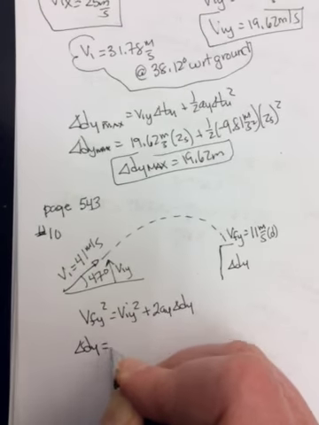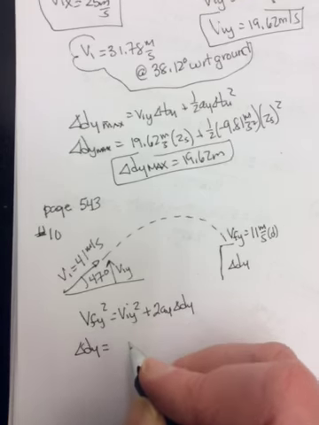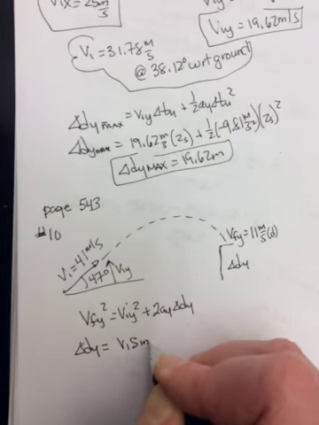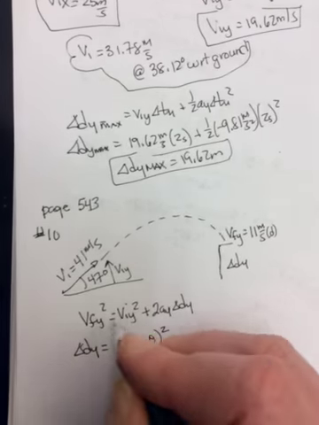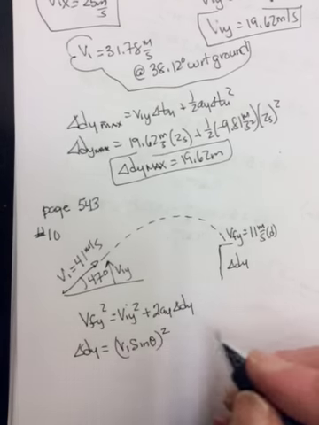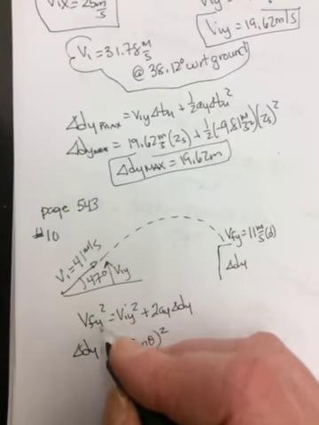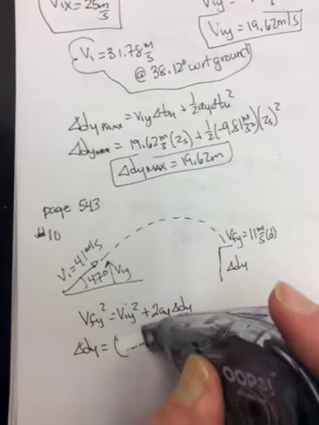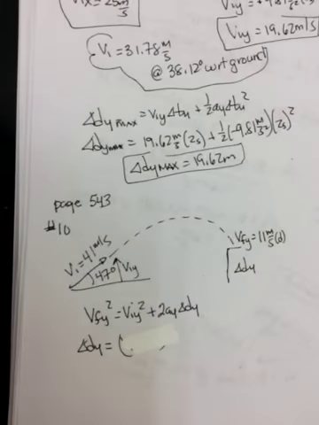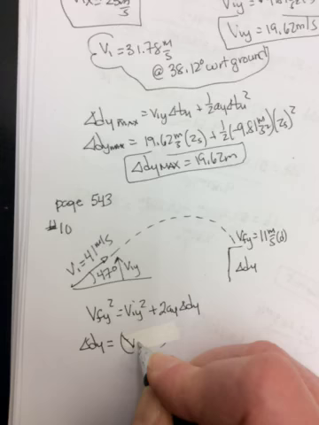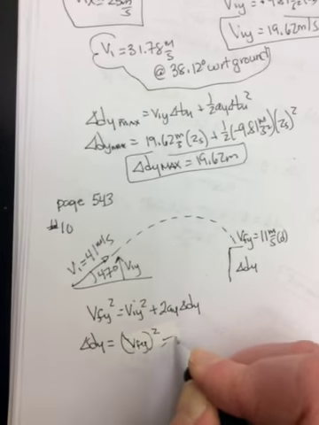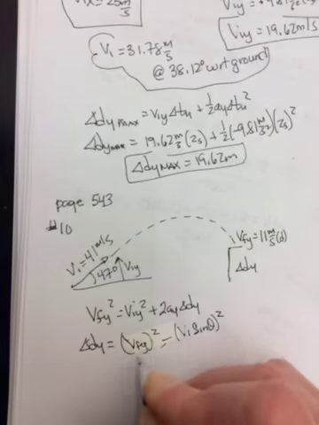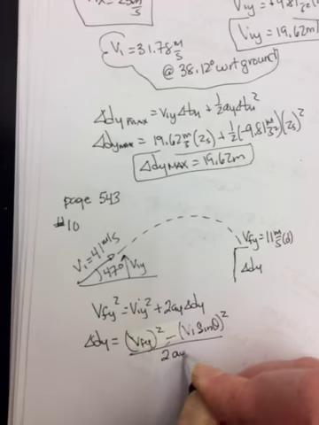So delta dy is going to be equal to VIY squared. So VIY is VI sine theta, and that's going to be squared. Except really that's not what I wanted. I need to rearrange. This is VFY first. So this is VFY squared minus VIY, so VI sine theta squared, and then divide it by 2AY.